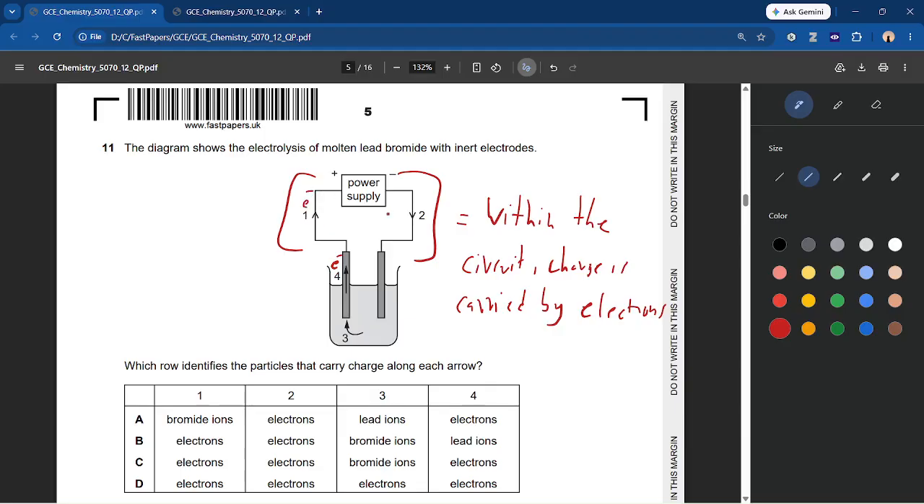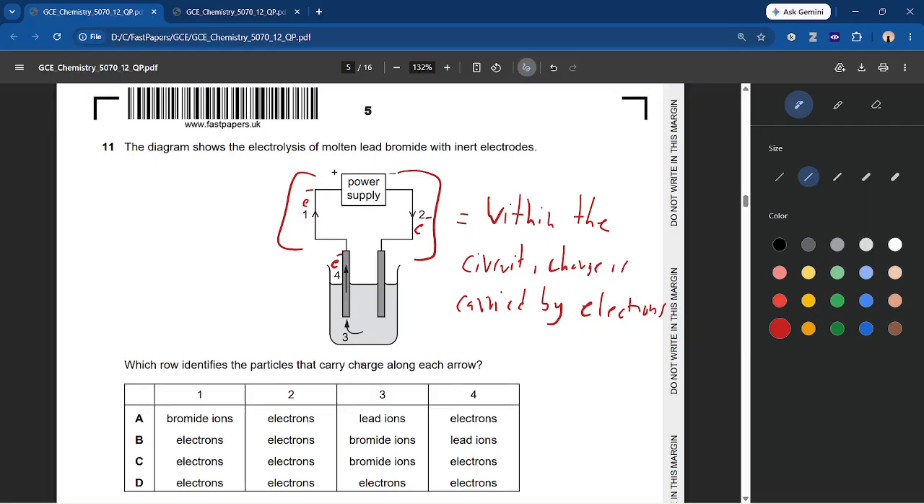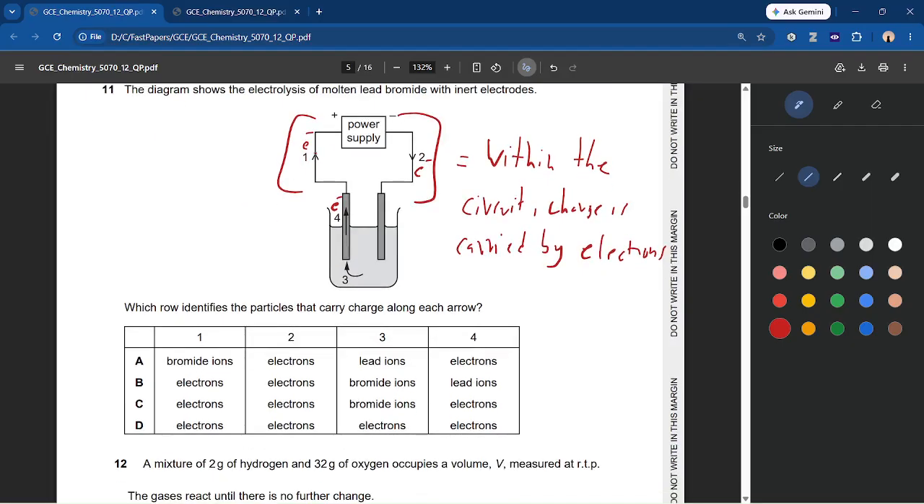At 1, it's going to be an electron. At 2, it's going to be electron. So anywhere you see that there is not electron for 1, 2, and 4, so let's say 1 says bromide ions, that's going to be wrong. For 2, all of them say electrons. For 3, we'll get to 3 in a bit. For 4, over here they say lead ions, it's not going to be that. So our choices are between C and D.